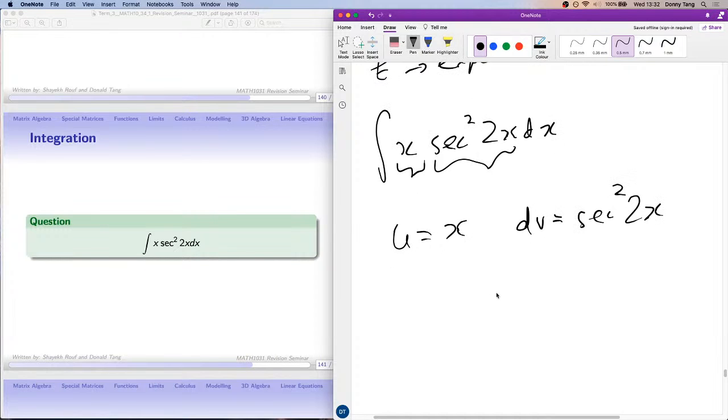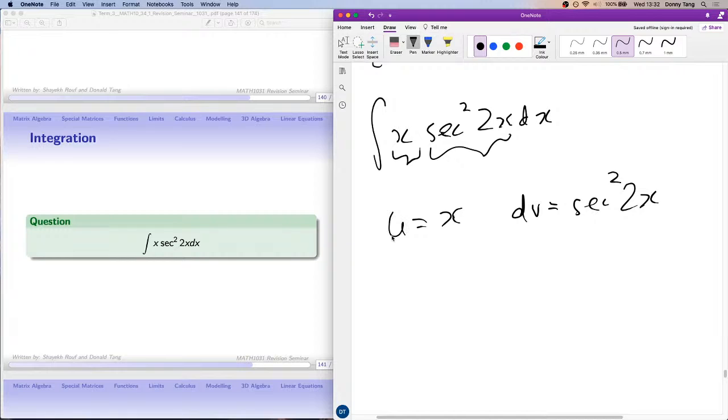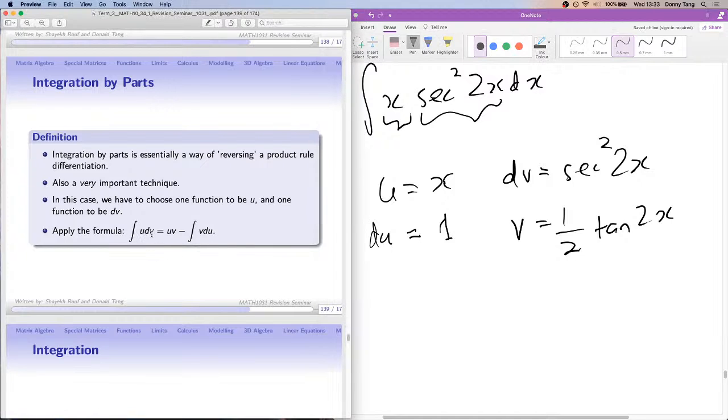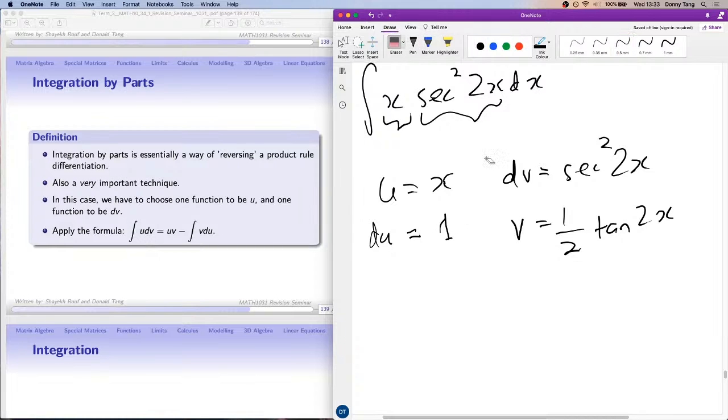All right. And now what you want to do is differentiate u to get du, which is 1 by the way, and integrate dv to get v. So it's going to be, this is on your formula sheet, a half tan 2x, like so. And what you need to do is now go to the formula, it's up here actually, and sub everything in. So u dv equals uv, actually I'll use a different color, uv, and minus v du.